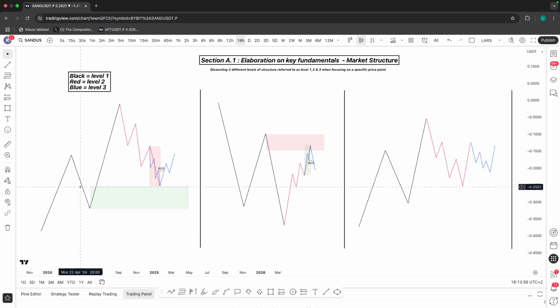If level 1 is trending up, level 2 is trending down, and level 3 is the refined structure of the most recent expansion of level 2. If level 1 is trending down, then level 2 is trending up, and level 3 is the refined structure of the most recent expansion of level 2.